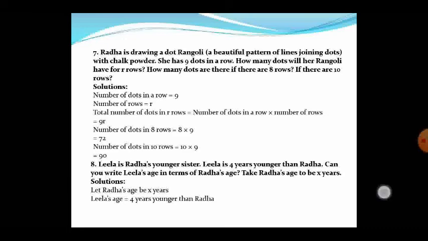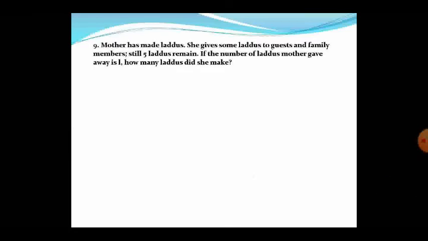Leela's age is 4 years younger than Radha. Now what is the formula? Carefully you have to see here. Younger means here always you have to find the subtraction. X minus 4, right? Because Radha is elder. Radha is bigger compared to Leela, so you have to write X minus 4. Leela's age is less compared to Radha, so X minus 4 years you have to write. Okay.